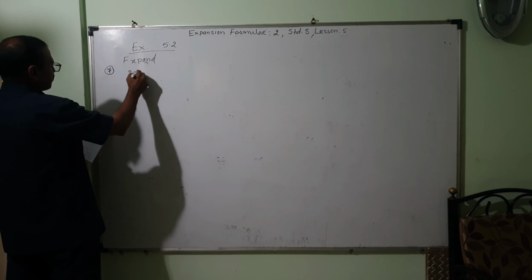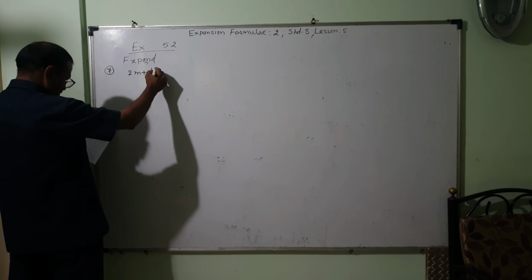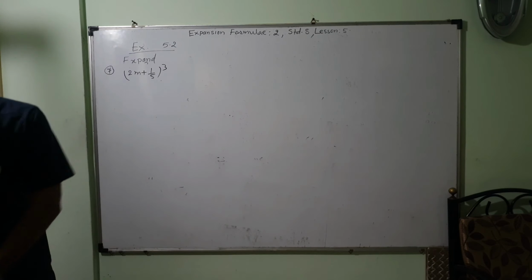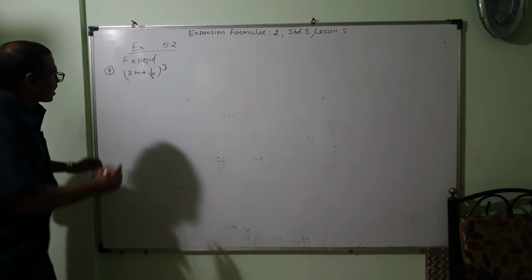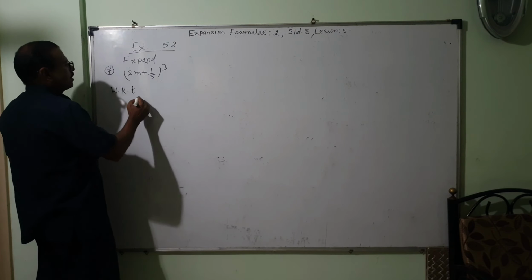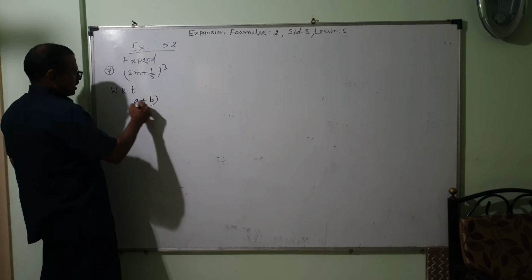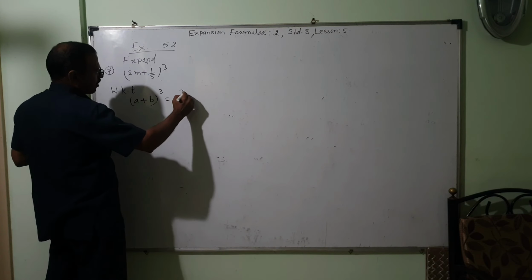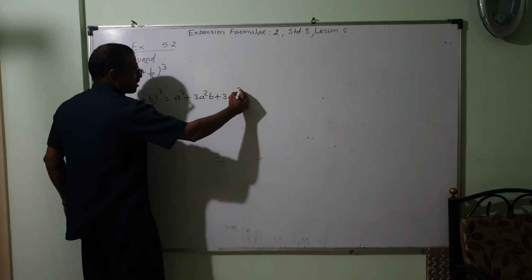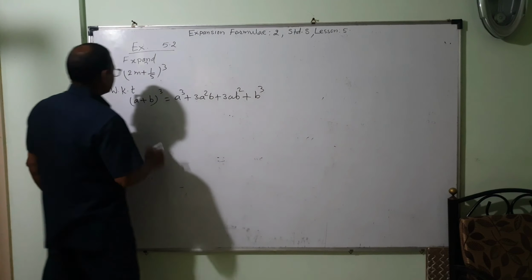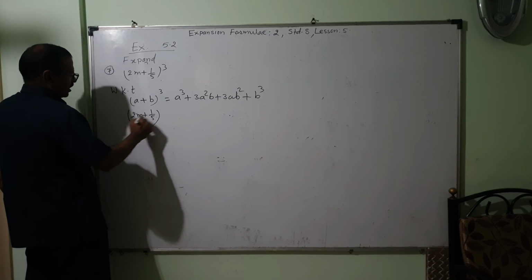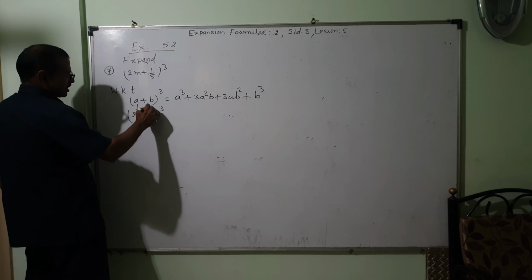This is (2m + 1/5) raised to 3. As usual, you will write WKT. Formula we have to write first. We know that (a + b)³ = a³ + 3a²b + 3ab² + b³. Put this here, (2m + 1/5) bracket cube. A means this and b means this.